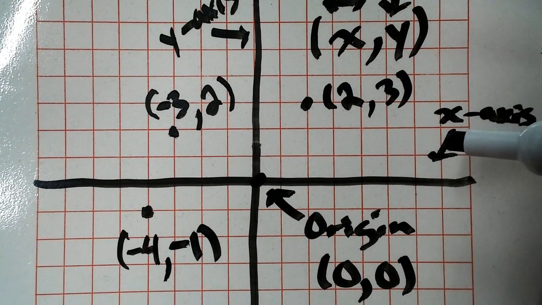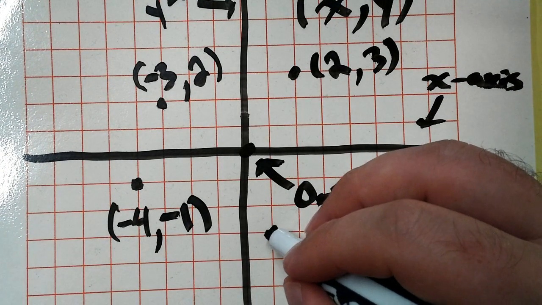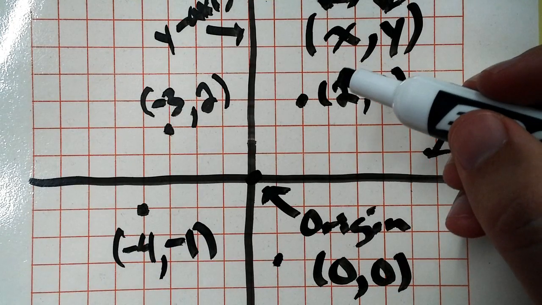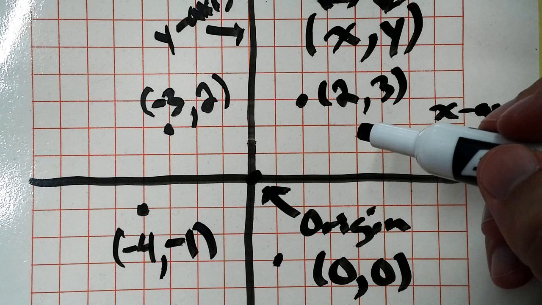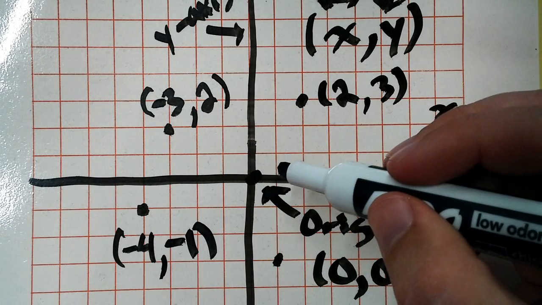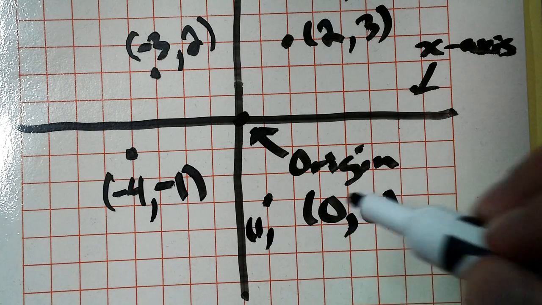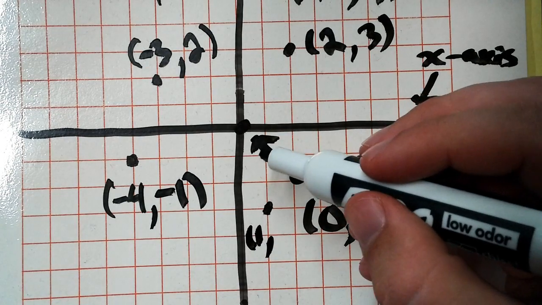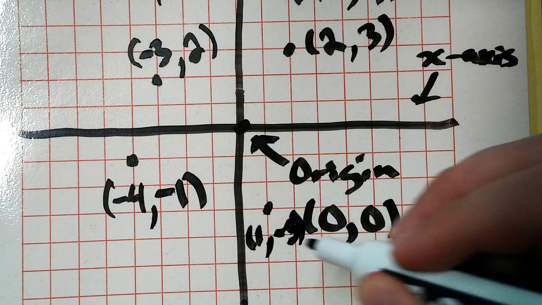Okay, let's do one more point. Let's put it right here. Remember, your x value is first. So let's go left to right first, and then up and down. So we go over 1 to the right. That's going to be a positive 1. And then we have to go 1, 2, 3 down. So 1, comma, negative 3.